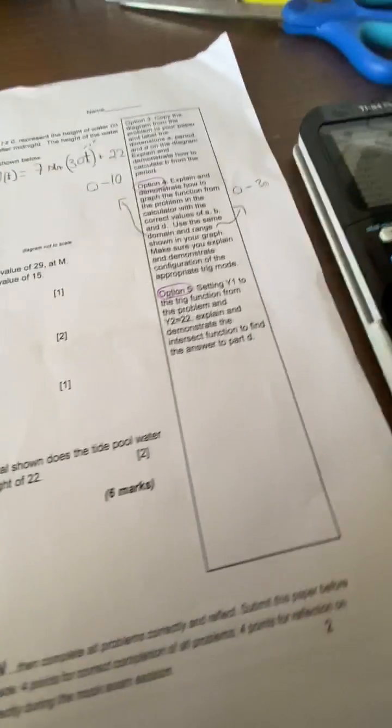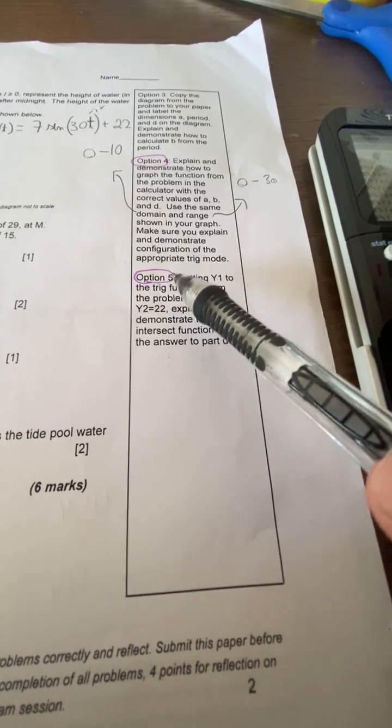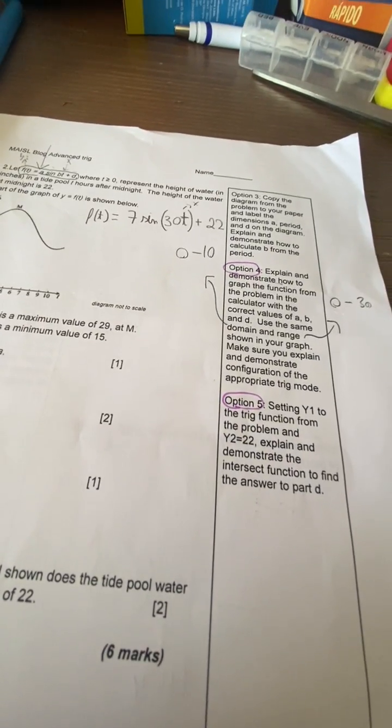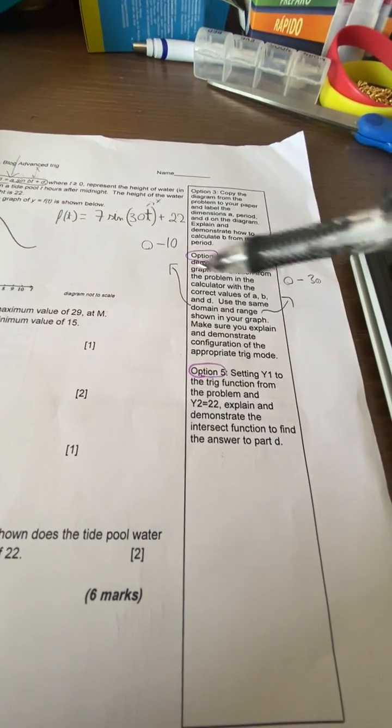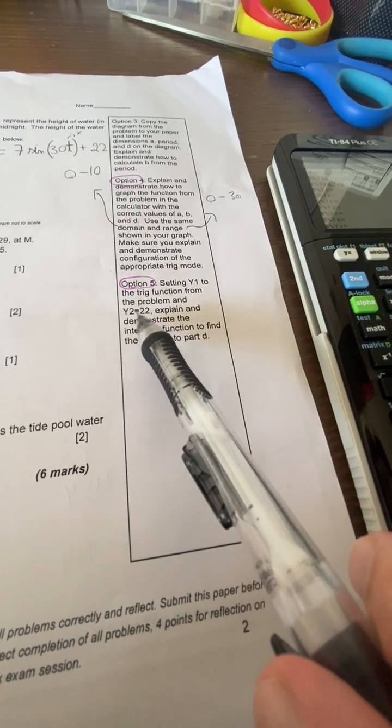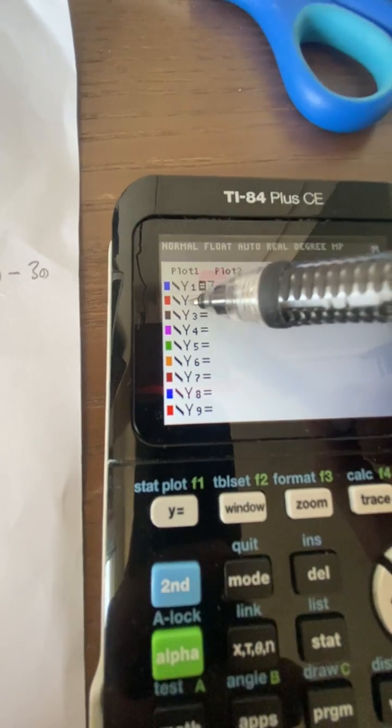I'll be solving option 5 for the block for advanced trigonometry, and just going to go over the question and explain what I did to solve it. So setting y1 equal to the trig function from the problem, which we found and which is also shown in option 4 that I already did, and y2 equals 22. So then we're going to just plug in 22, y2 equals 22.